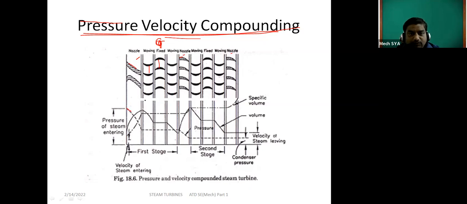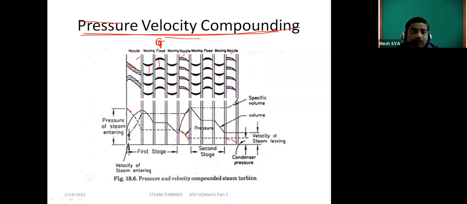This is going to be the first stage. Throughout the first stage, the pressure remains constant. In the next nozzle, the pressure decreases continuously. Afterwards, in the next stage, it will remain the same. Again in the next nozzle, the pressure will go on decreasing. So pressure decreases in the nozzle, but during the travel through the moving blade and the guide blade or fixed blade, it remains constant because it is an impulse type of turbine.